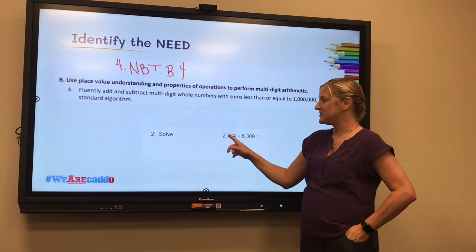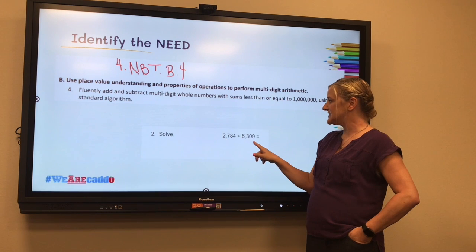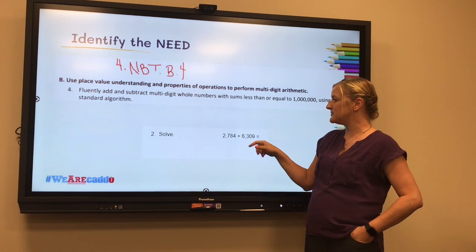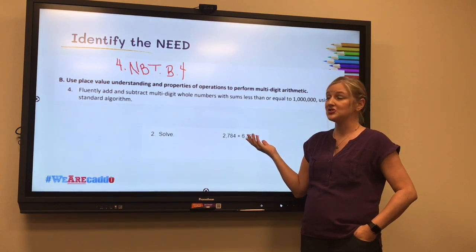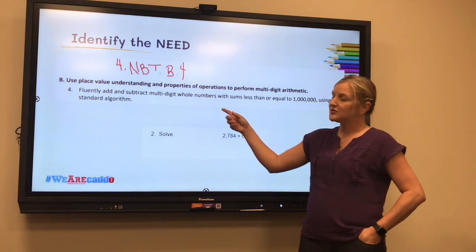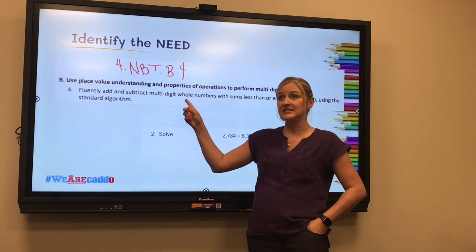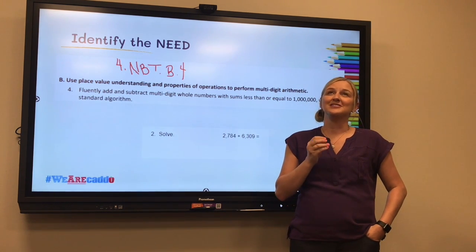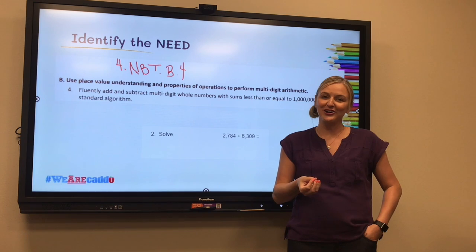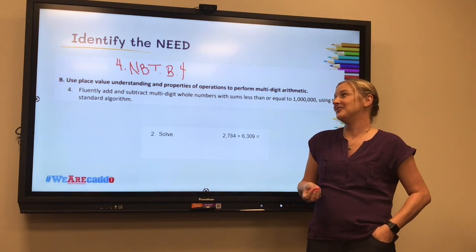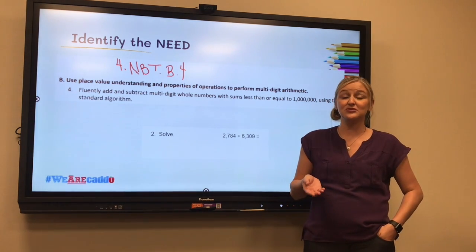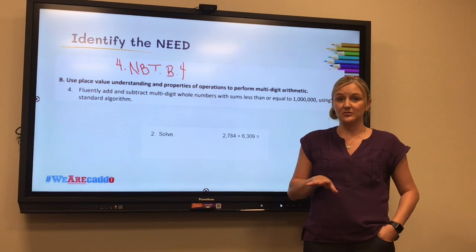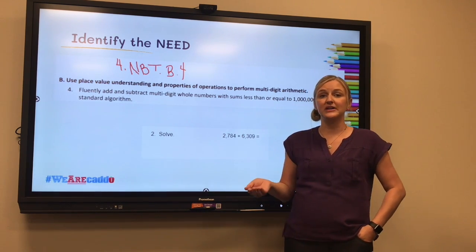And number 2 is just about solving multi-digit addition or subtraction problems, and in this case, it's the addition standard algorithm. So if you think back to how we deconstructed that standard, what was the level of rigor that we were focused in on? And the answer is procedural skill and fluency. If you don't remember that, you look back at your handout for pages 1 and 2.